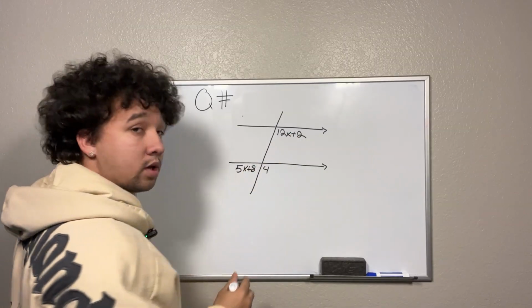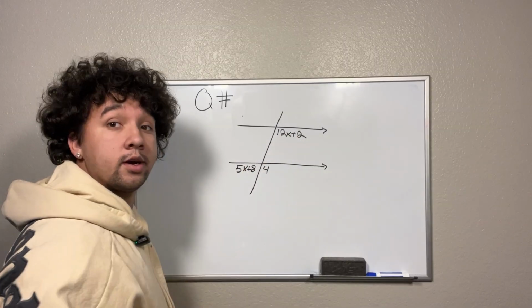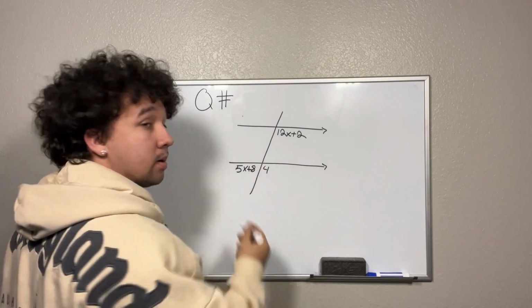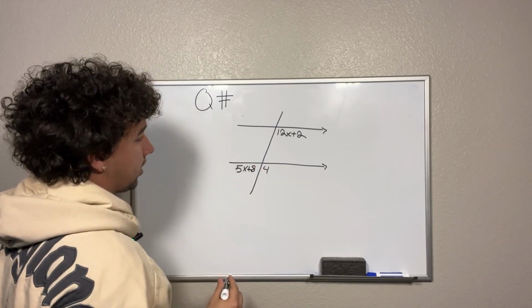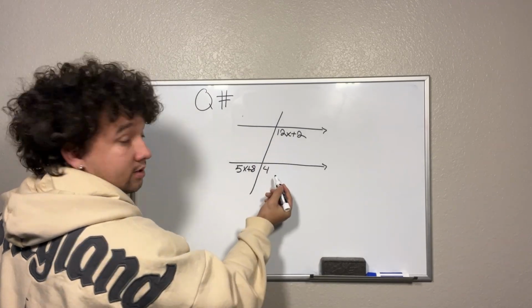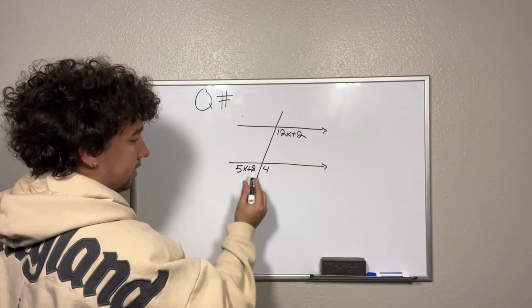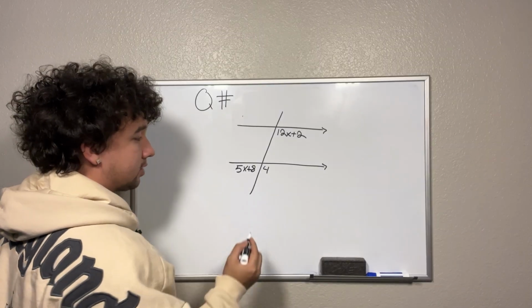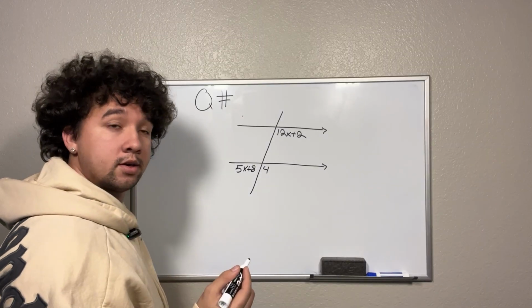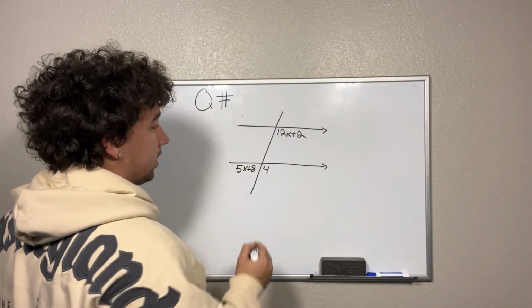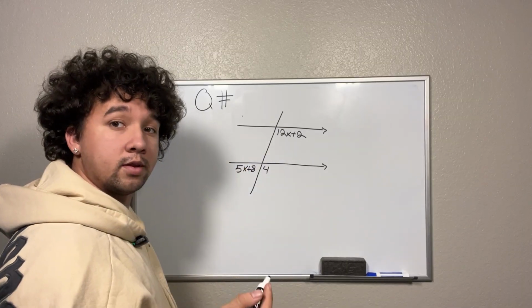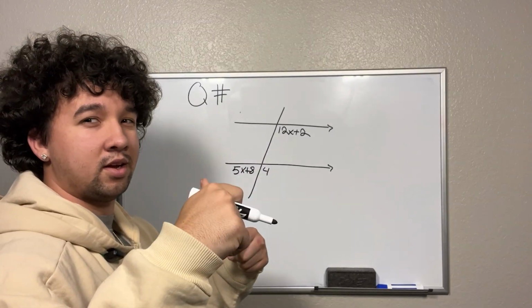Because if they're equal to each other, I'm gonna set these both equal to each other. And if they add up to 180, well, I'm gonna add them up and make them equal 180. So how am I gonna do that? Well, if I know that this angle is equal to this angle, because they're corresponding, and I know that angle 4 and 5x plus 8 are linear pairs, can't I just say that 5x plus 8 and 12x plus 2 must then be linear pairs? Does that make sense? I hope so.